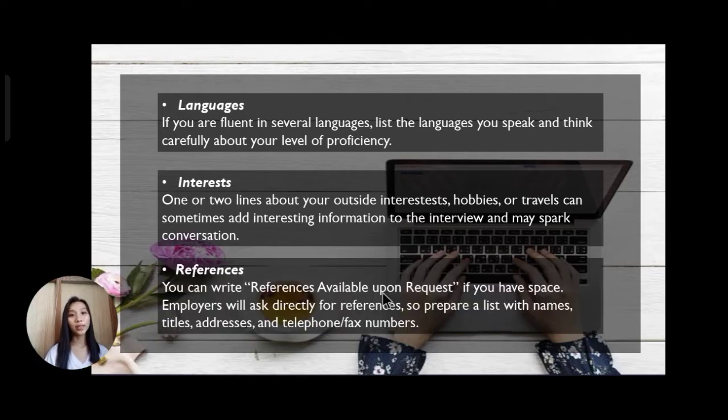Then lastly, references. You can write "references available upon request" if you have space. Employers will ask directly for references, so prepare a list with names, titles, addresses, and telephone or fax numbers.